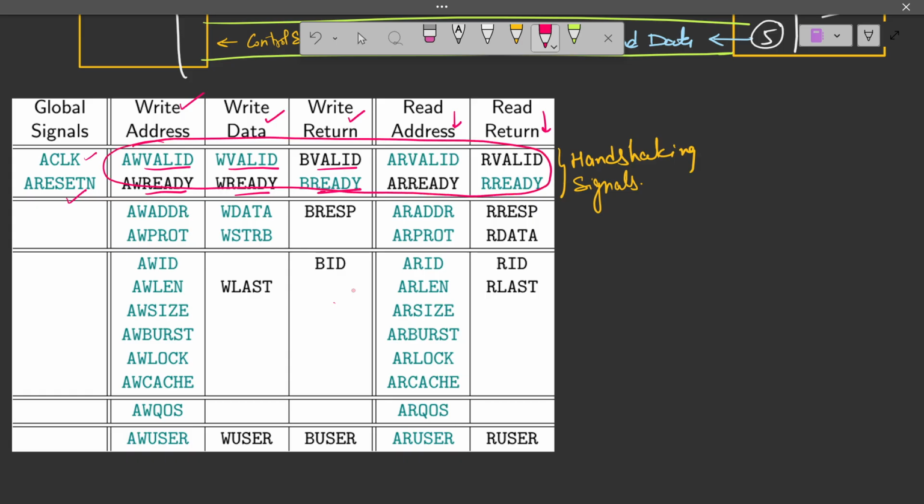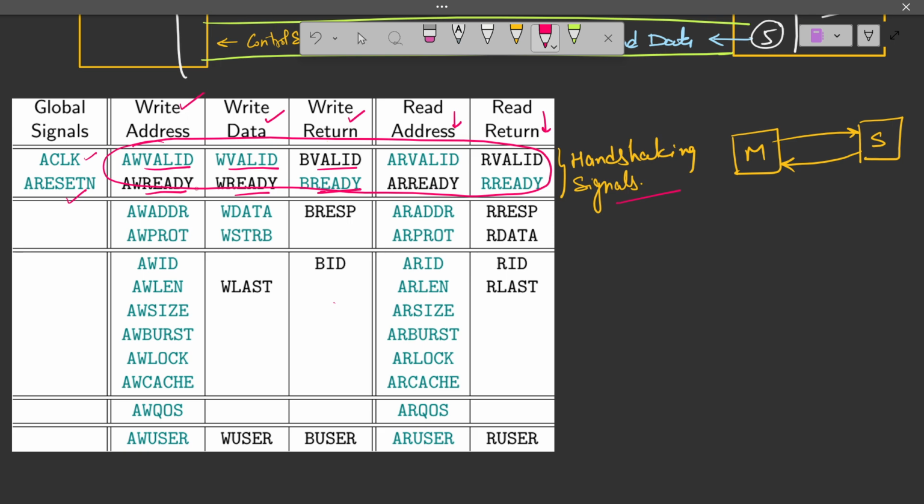These signals are common because we call them handshaking signals. These handshaking signals are used between master and slave. Master says, I am sending the data, and then slave says, I am ready, you can now send the data. So this is a communication between master and slave for which these two signals are used. How handshaking happens, we'll explain in an upcoming video.